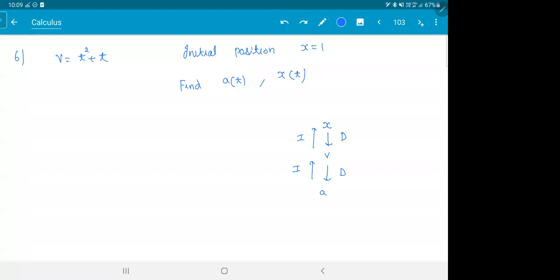You want to go from x to a, double differentiate. You want to go from a to x, double integrate. If you're in the middle, one integration, one differentiation. So that's how you should know whether to integrate or differentiate. Try, I'll give you a minute.